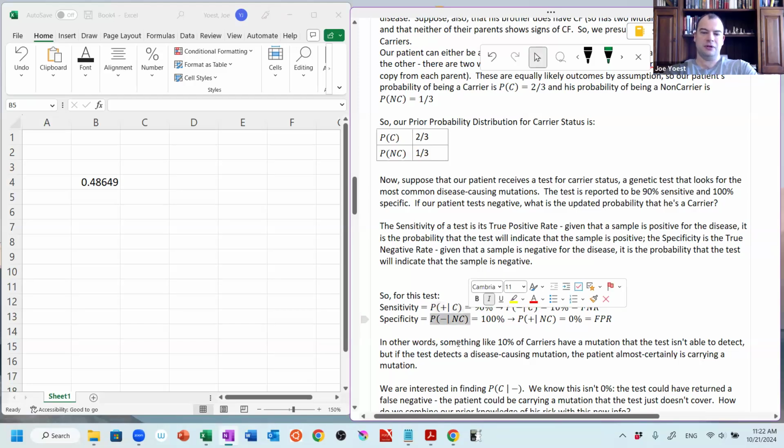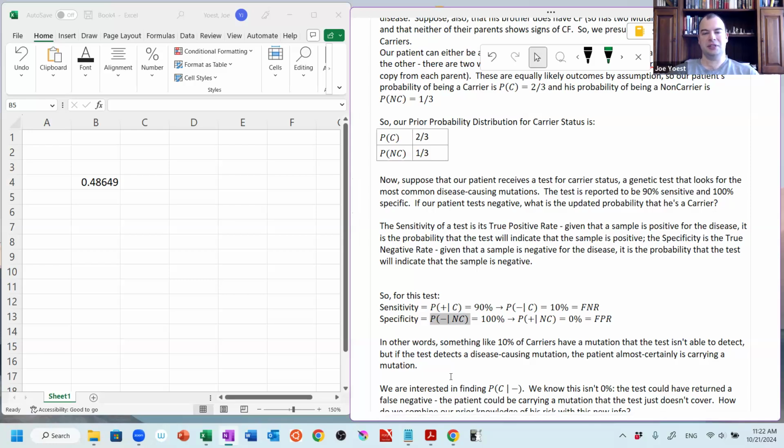And I could do the same thing for folks who I know for certain are not carriers, who I know for certain don't have the disease. I can get samples from folks like that, who I know are negative for the disease, non-carriers. I can run them through the test and see how many of those the test says are negative, how many of those the test says don't have the disease. That's my specificity.